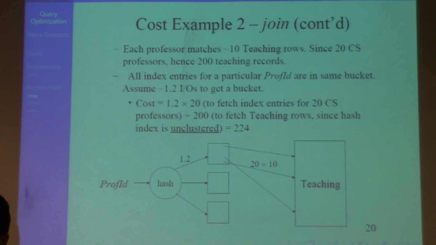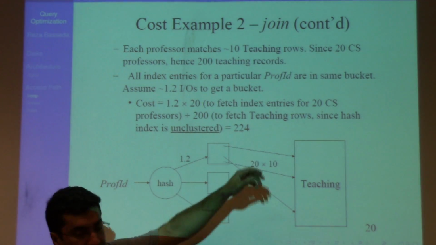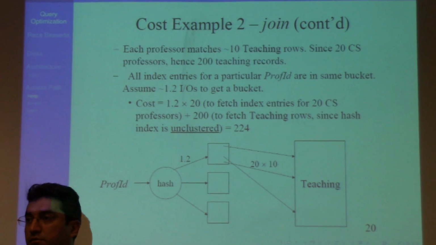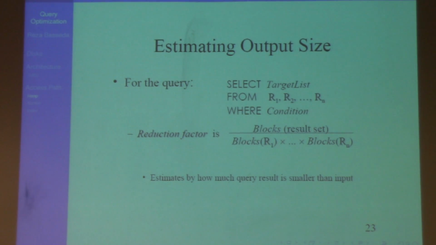Because half of the semesters are gone. So what is the rest? Instead of 20, I will have just 1. It will be 101. So how much will the reduction factor be? 100 over 100 by 224. So this is called the reduction factor of this query.